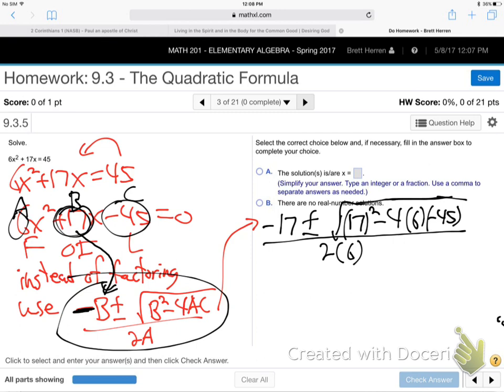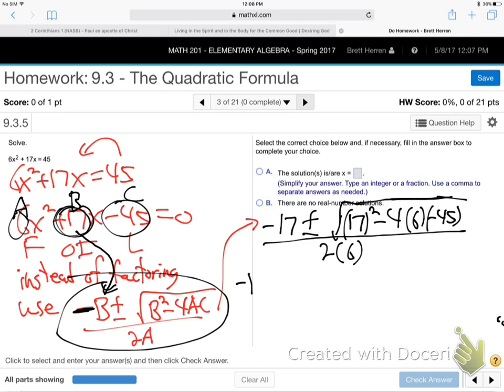Does everybody see what I've done so far? So I took this formula, B squared plus or minus this whole thing, and everywhere I had a B, I stuck a 17. Those are both B's. I put a 17, right? And everywhere I had A, I put the 6. And everywhere I had a C, I put the minus 45. So I just stuck the numbers in the place of the letters. Is that good so far? And now we just work that out.